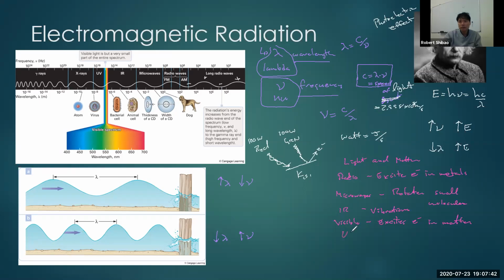Ultraviolet breaks bonds. This is why ultraviolet is bad. It breaks covalent bonds. X-rays and gamma rays are what we call ionizing radiation. This is the Greek letter gamma, lowercase. Ionizing means they'll knock electrons off of matter and create ions, which is bad if you don't want it.